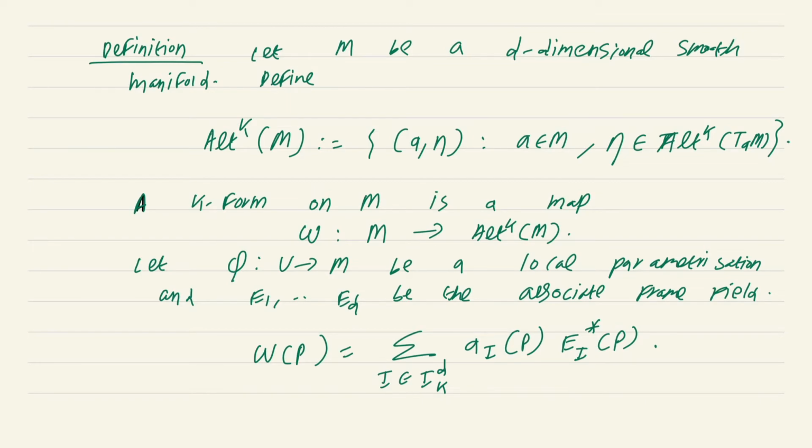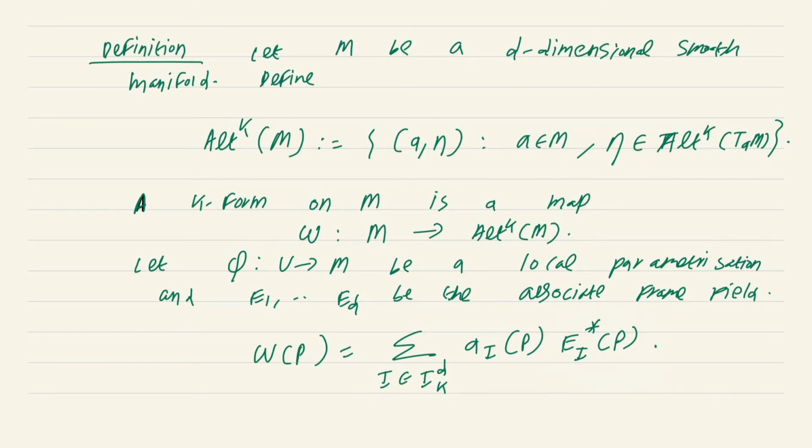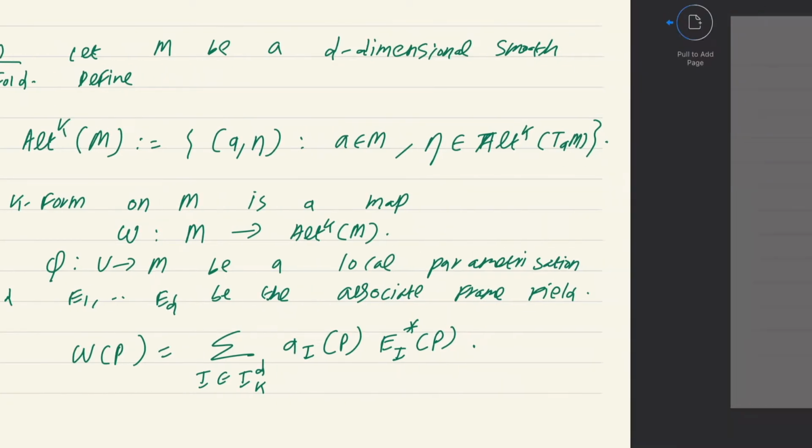So since these E_1, ..., E_d form a basis, I can use that to define a basis of k-forms, and any k-form at a point in the tangent space T_pM can be expressed in terms of these basis vectors. So what will happen is at each point p, I can obtain an expression for the form in terms of this E_I star of p. Now the a_I will be functions. They will change from point to point. Of course, the E_I also change from point to point, therefore E_I star also changes from point to point.